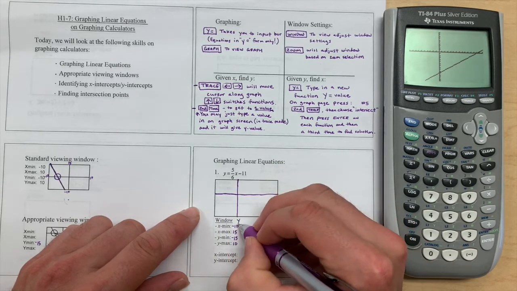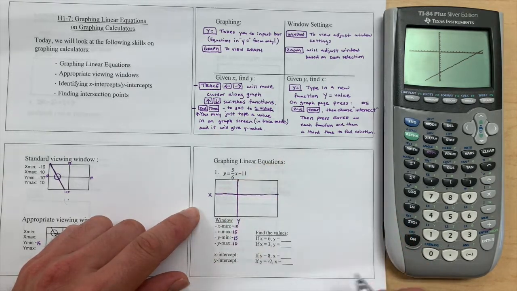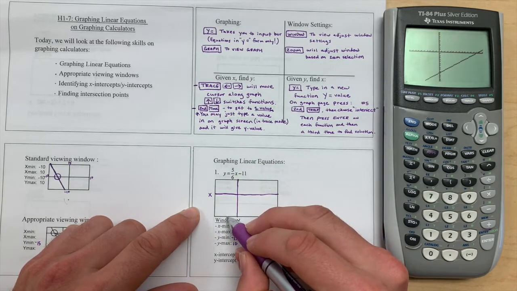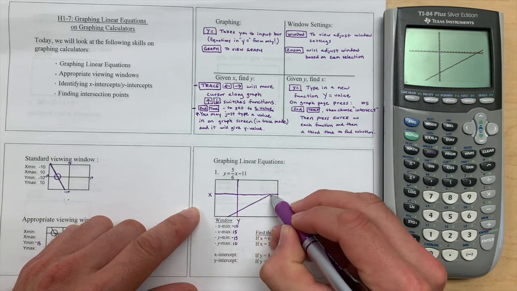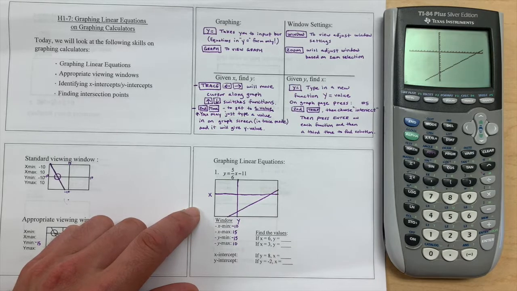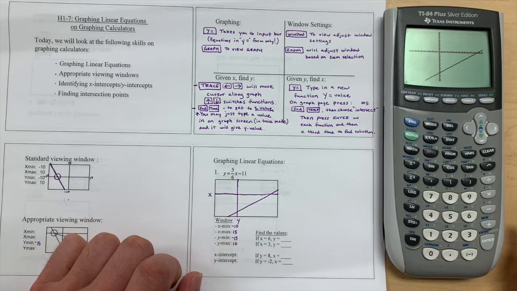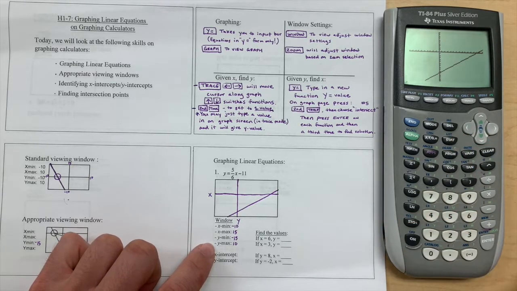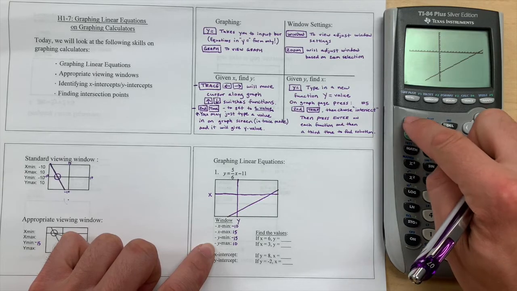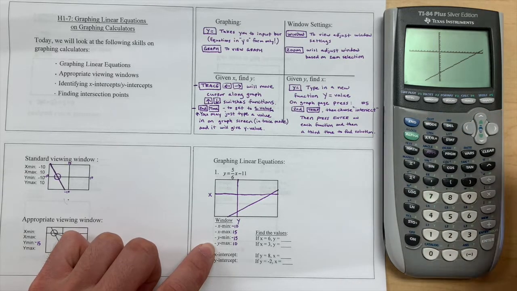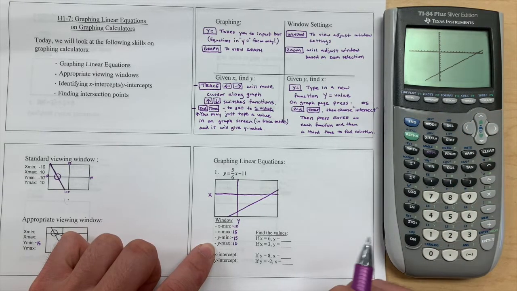So I've got my y-axis, I've got my x-axis, and then I'm just going to kind of sketch the line in here. It looks like it goes up and looks like that. Now, to find our x-intercepts and our y-intercepts on the TI-84 family of graphing calculators, there are some commands you can use. Let's do our y-intercept first.